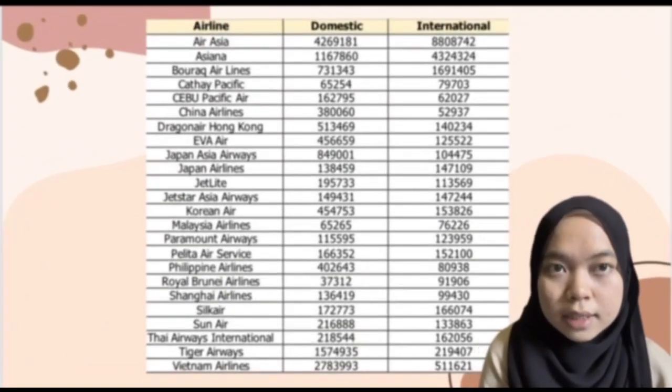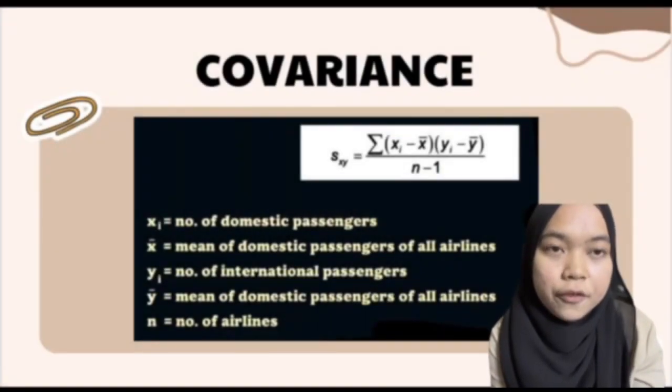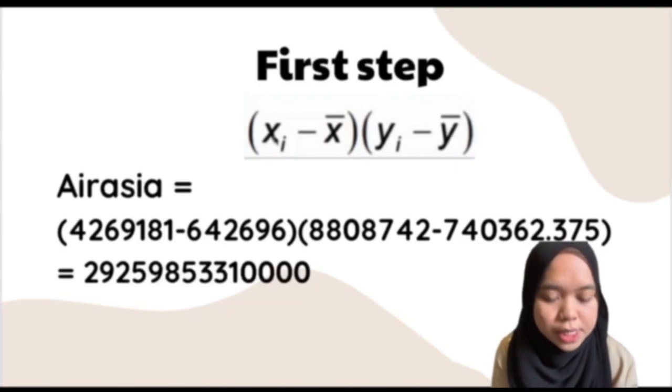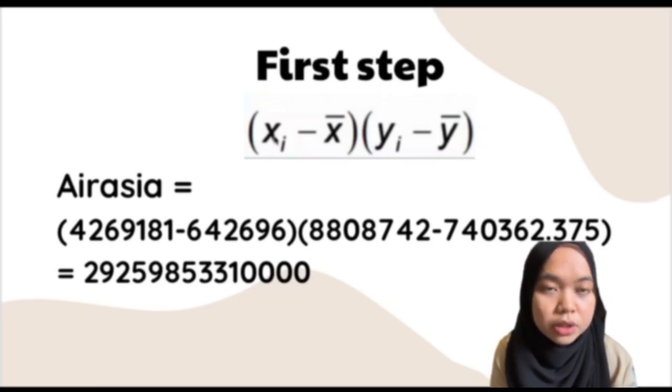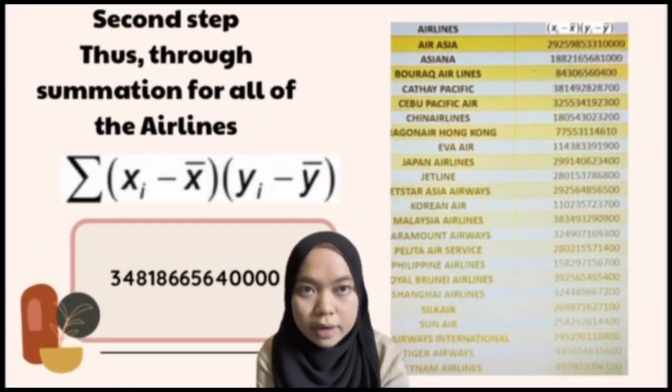Today I am going to present part 5, which is to calculate and interpret the measure of association. So this is the data that has been given from the questions. This is the formula for covariance. Then we take the data from Air Asia, so we will get the answer, which is 2925985331000. This is the value using the equations that I also use for Air Asia.